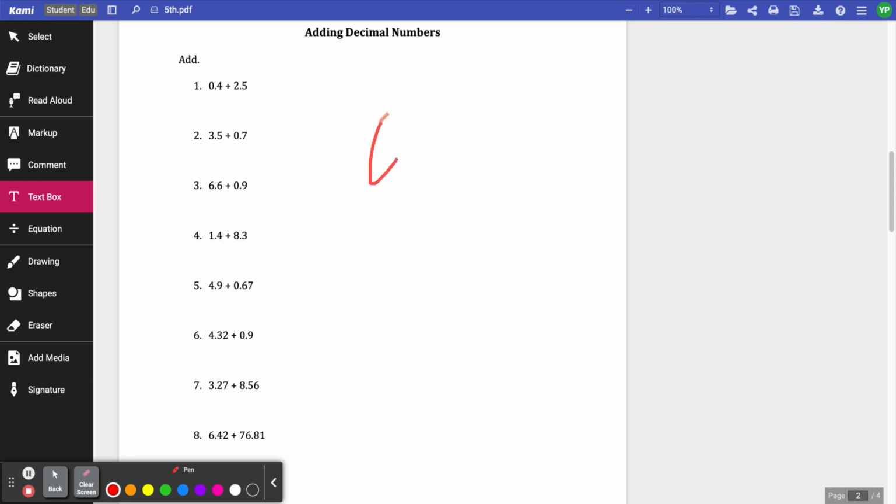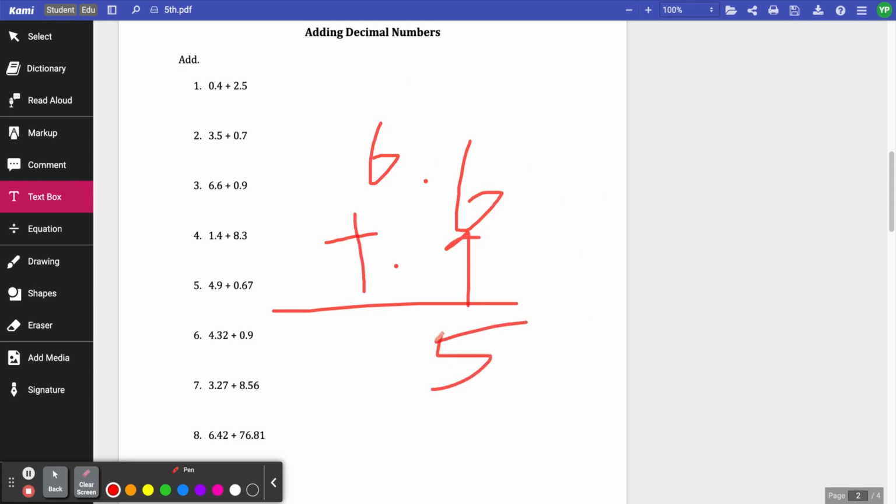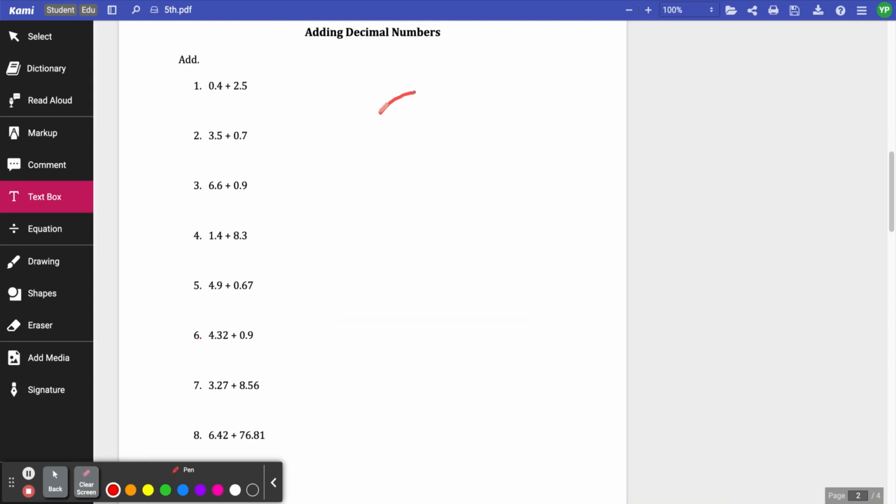And let's do number 3, 6.6 plus 0.9. This 6 plus 9 is 15. So you move on here, and you bring down the decimal. You could do that at the end, but right now I'm just going to do it right now. You bring down the decimal, and then 1 plus 6 is 7. So you get 7.5. And let's just do one more.